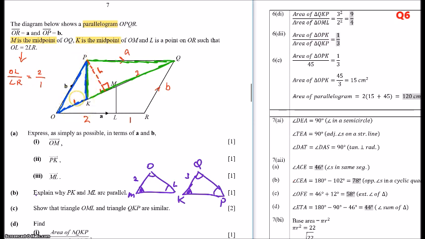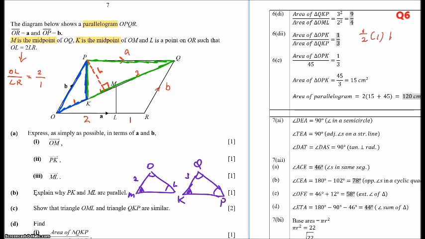If I look at the area of this triangle, it is half base times height. The base is 1, so it's 1 half times 1 times height. Let me write this down on the side. It's actually half times 1 times height. Okay, so let's do the one below.